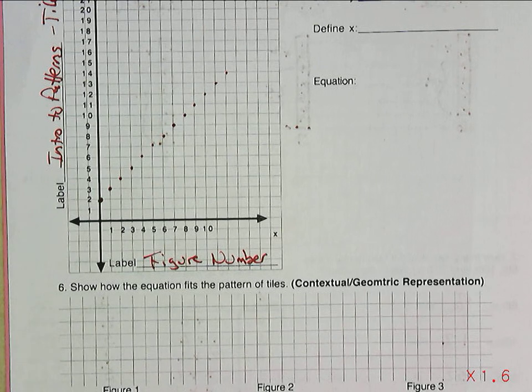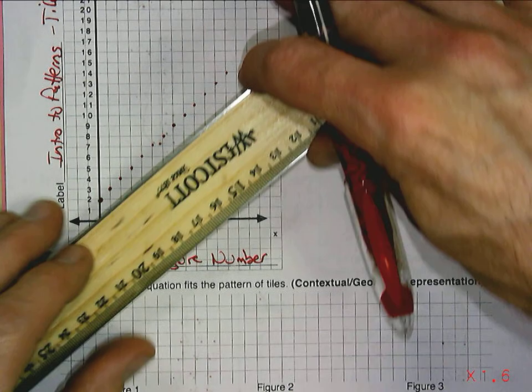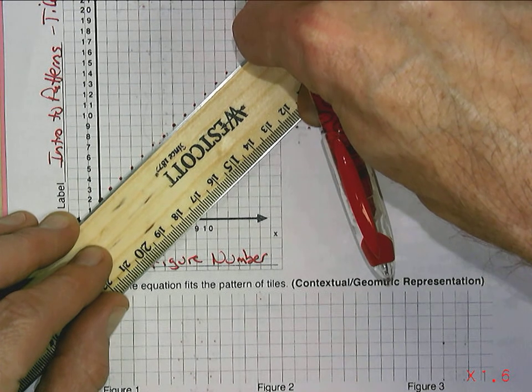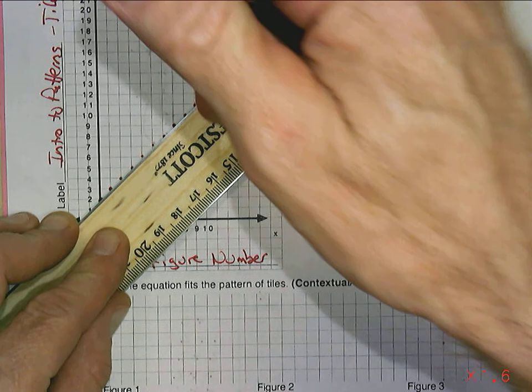Now here's a point. Some people say, well, should I connect the dots? Well, sure, why not? Because we could actually cut the tiles into half tiles or quarter tiles or pieces of tiles.